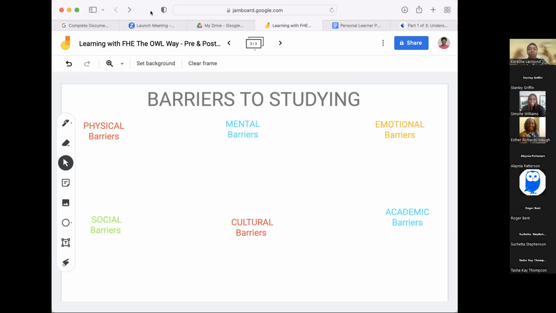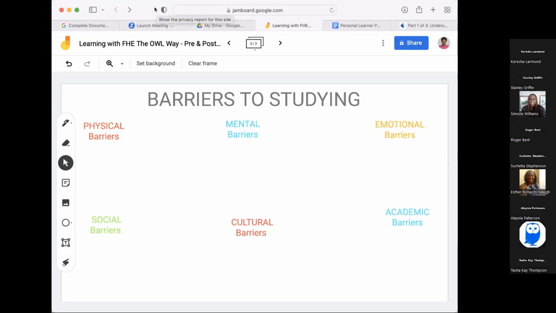Some emotional, go ahead. If I might add, Ms. Larman, I have a very creative mind, and sometimes it runs away from me. So if I'm studying, I have to really be intentional about it, or if I'm in class, because my mind would tend to wander off thinking about something else. So that I find is a barrier for me. Yes, and it's a real one. You easily get distracted by just thinking about different things that are probably not related to the class.